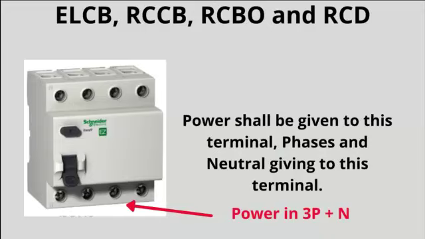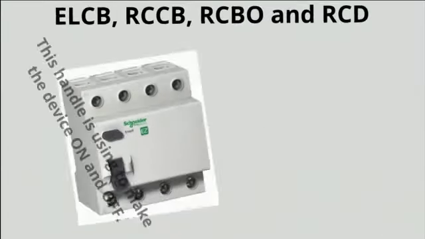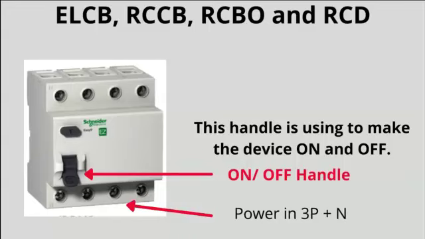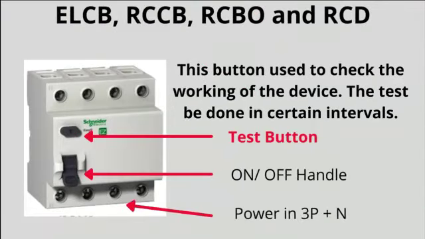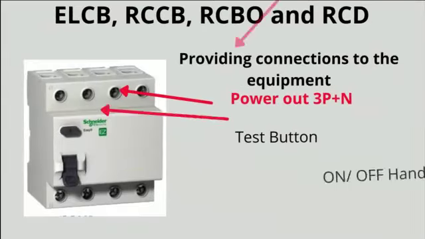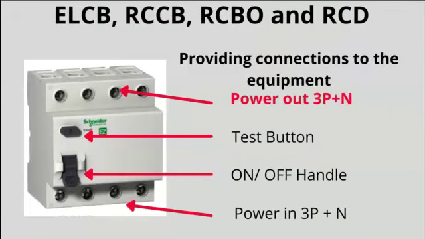Power in: for 3P plus N, power is given to this terminal, phases and neutral. Off handle. This handle is used to switch the device on and off. Test button. This button is used to check the working of the device. It is recommended that the test be done at regular intervals. Out terminals. They provide connections to the equipment.